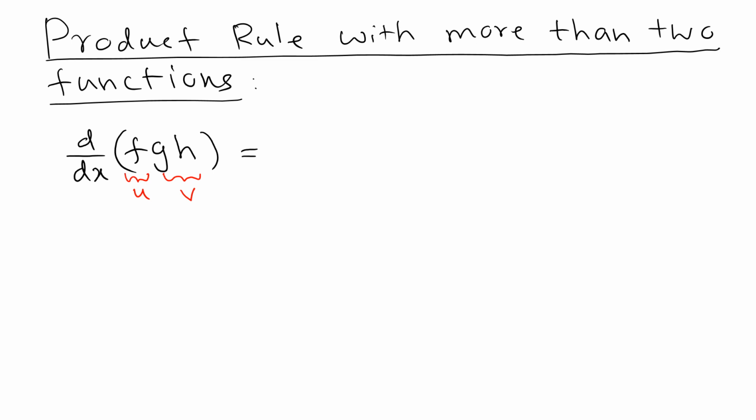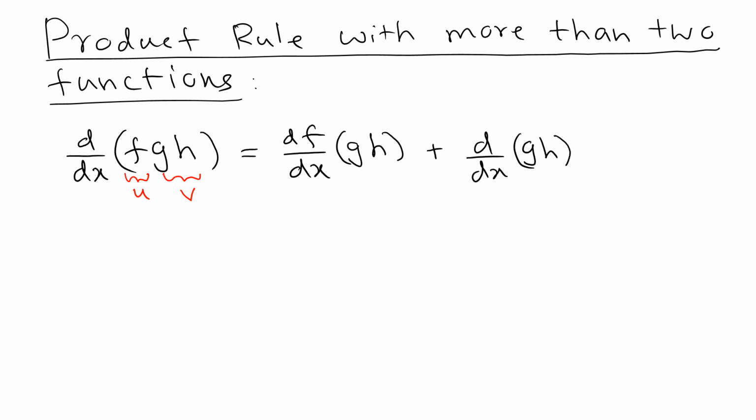So what we do is take the derivative of the first function, multiply by the second one, which is gh in this case, and then take the derivative of the second one, which is gh, and multiply by the first function. So that's the product rule, and then you can see that we have a product here again, so that means you have to use the product rule again.